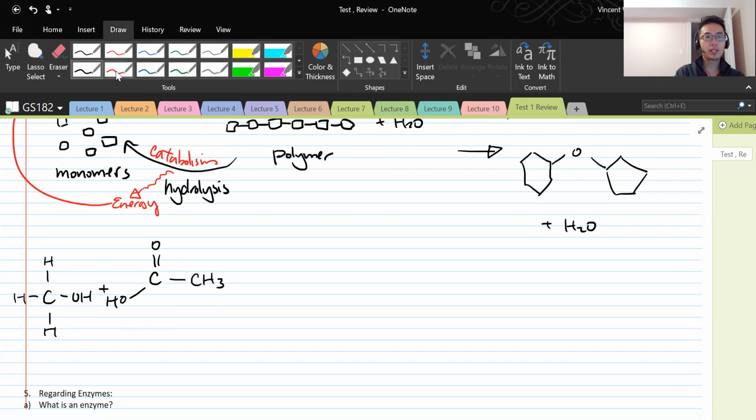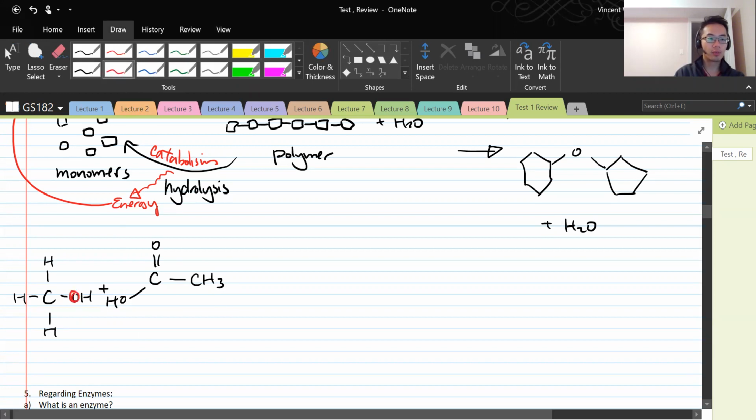Again, what you need to do is find the OH on one of them. It doesn't really matter which one you take the OH from. You can take it from here, it's the same thing. But if you take the OH here, you will only take the H here. I took the OH from this molecule, and then I'm going to take the H from here. And afterwards, it's going to look like this. Everything else you just copy.